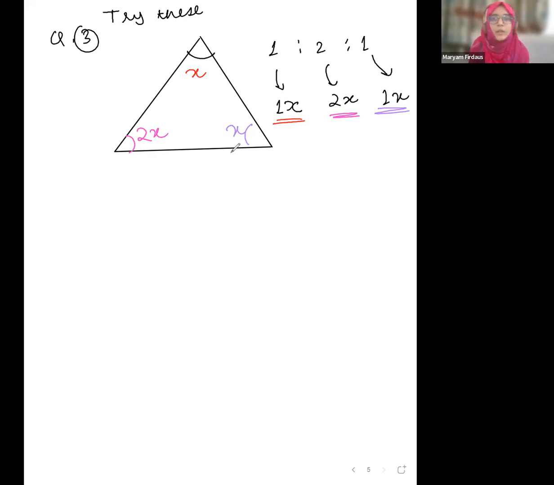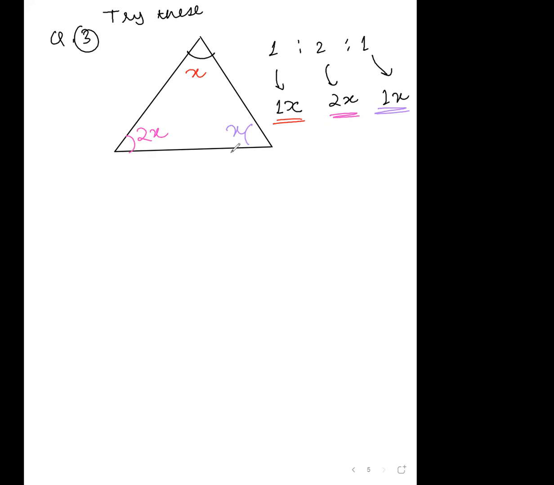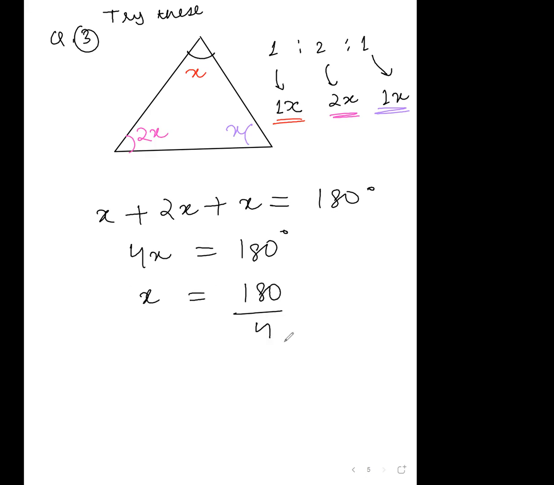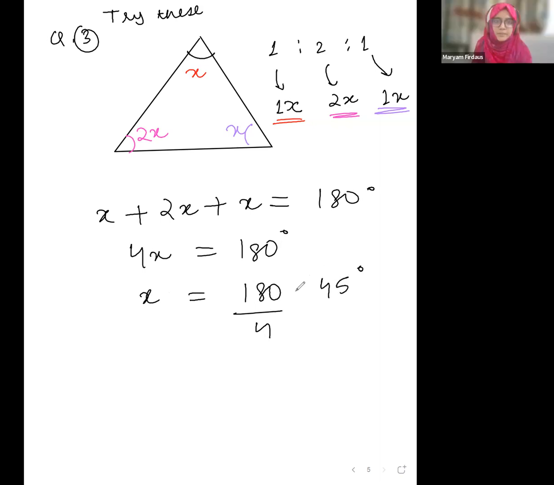Now they are saying find all the angles of this triangle. So it will be x plus 2x plus x gives 180. Very good. It will be 4x gives 180. So x becomes how much? Wait, I will do it. 45. Very good. 45 degrees.